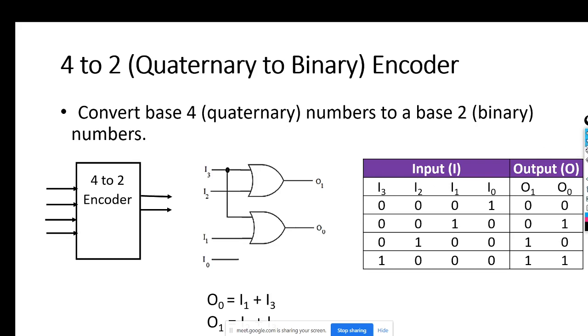Now let's look at the formula for the 2 outputs. For example, O0 is going to be I1 plus I3. You can see I1 plus I3. When it comes to O1, it is going to be I3 plus I2. So that means O0 is I1 plus I3.